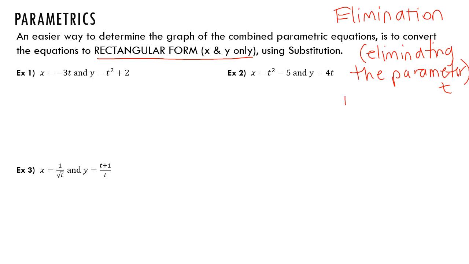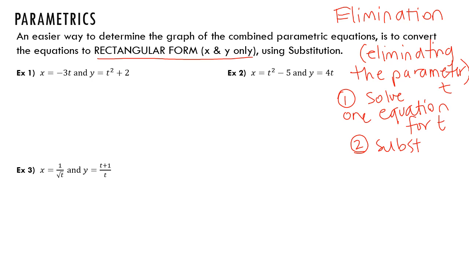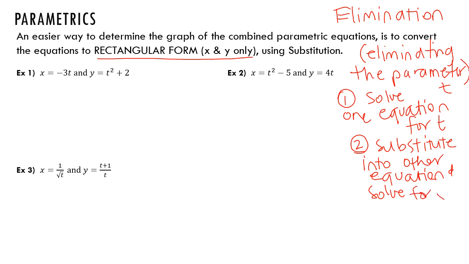So the first step for eliminating the parameter is to solve one equation for t. Once you have that equation solved, you're going to substitute, kind of like systems of equations, into the other equation and solve for y. You want to solve for y because then you can graph it in your graphing calculator. It's easier to graph that way, so you can see what kind of shape you have, because we still are going to have to name what the new shape is.